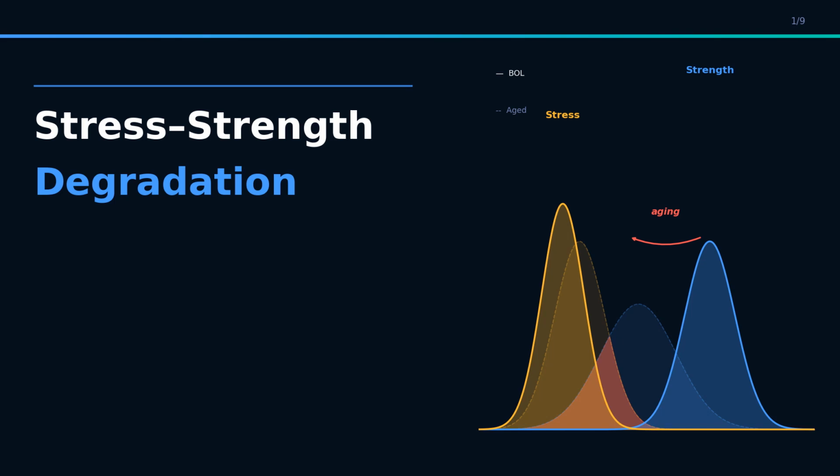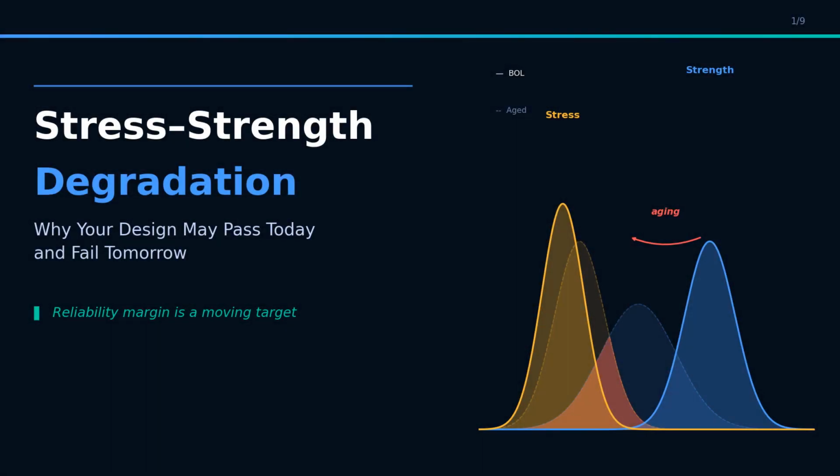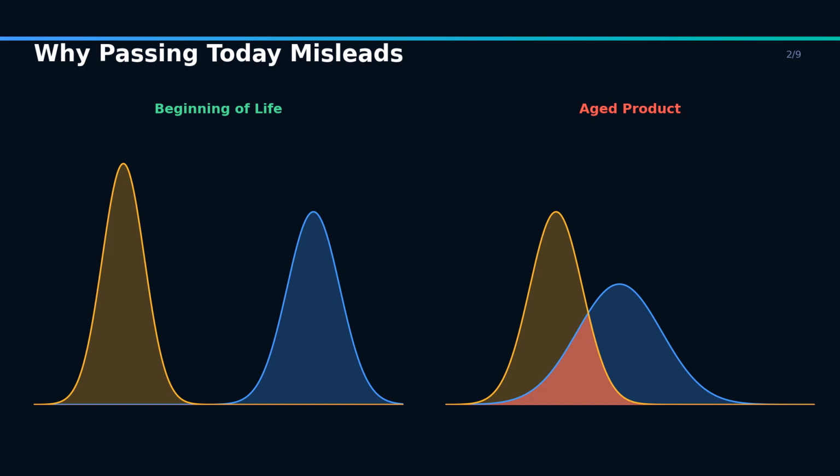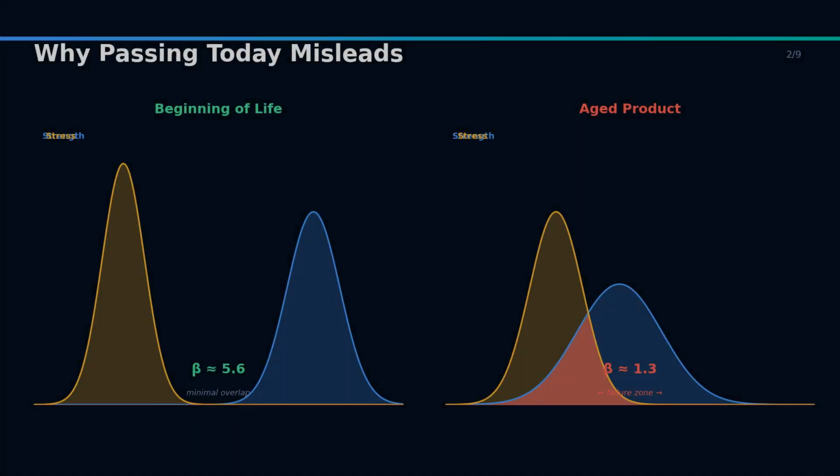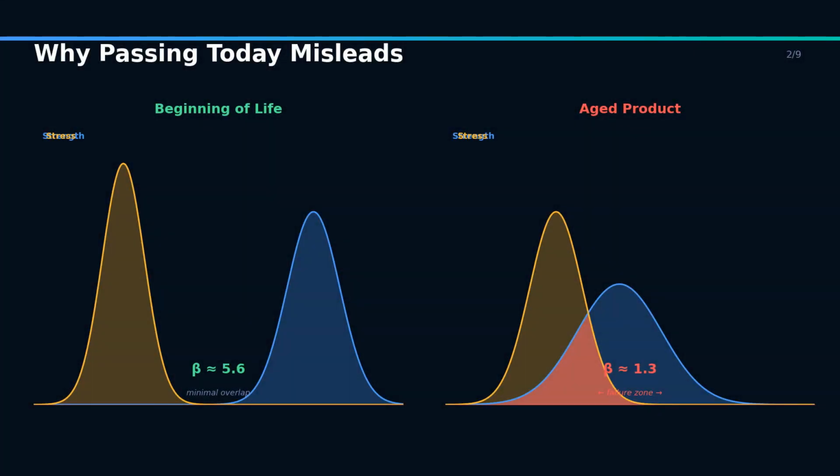Slide 1. In reliability engineering, we often celebrate an initial pass condition. Strength is higher than applied stress, the margin looks comfortable, and the design appears safe. But that logic quietly assumes that both stress and strength stay constant over life. Strength erodes, stress can rise, and a design that looks robust today may drift into failure risk tomorrow.